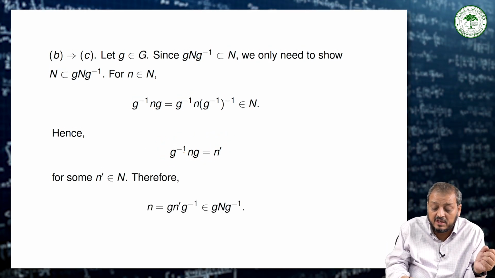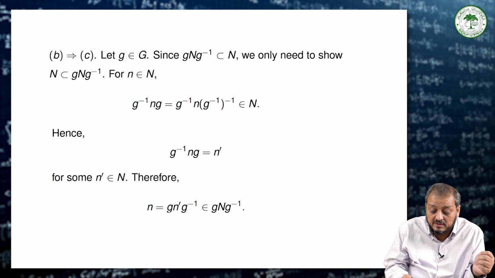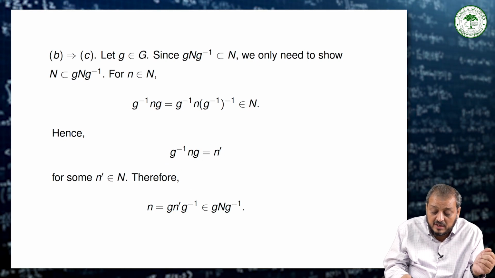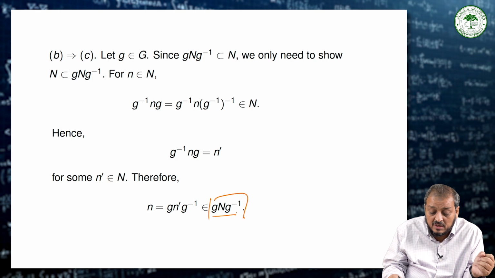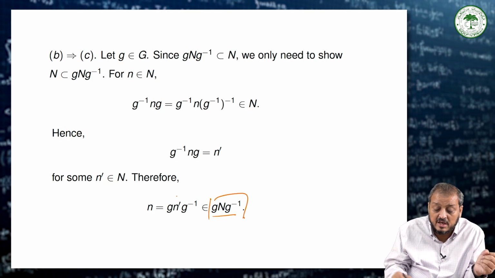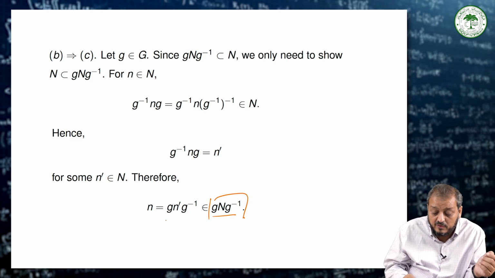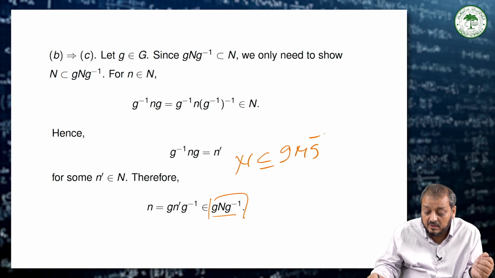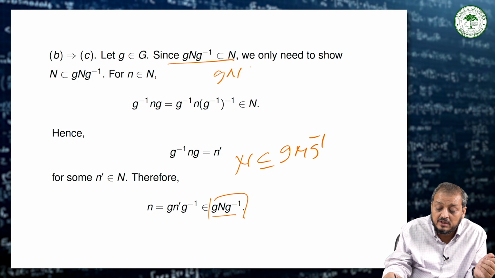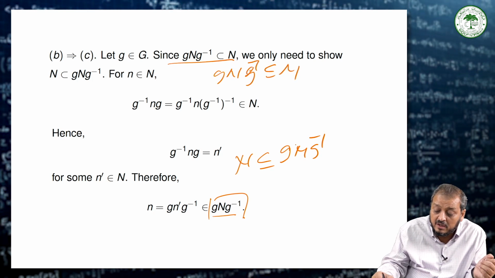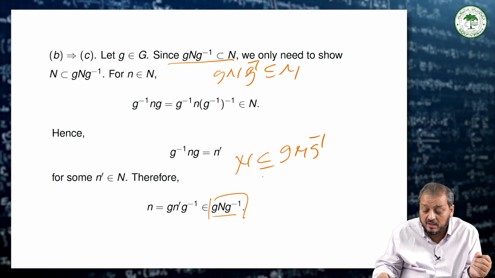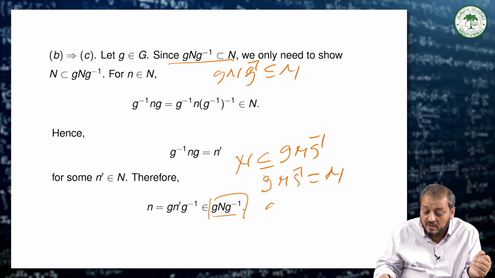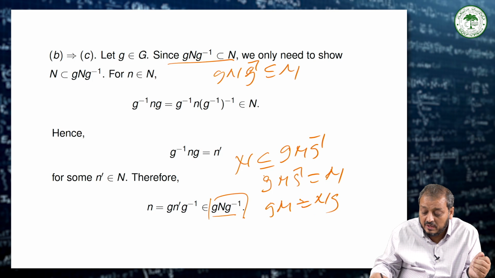So we can say simply that therefore this n can be written as gn'g⁻¹, and gn'g⁻¹ is gng⁻¹. So this means n is the element we have taken from N, and then we have to show that n is an element of this. This means N is contained in gNg⁻¹, and gNg⁻¹ is already contained in N. So by these two we can say that gNg⁻¹ is equal to N, and then we have to say that gN is equal to Ng.